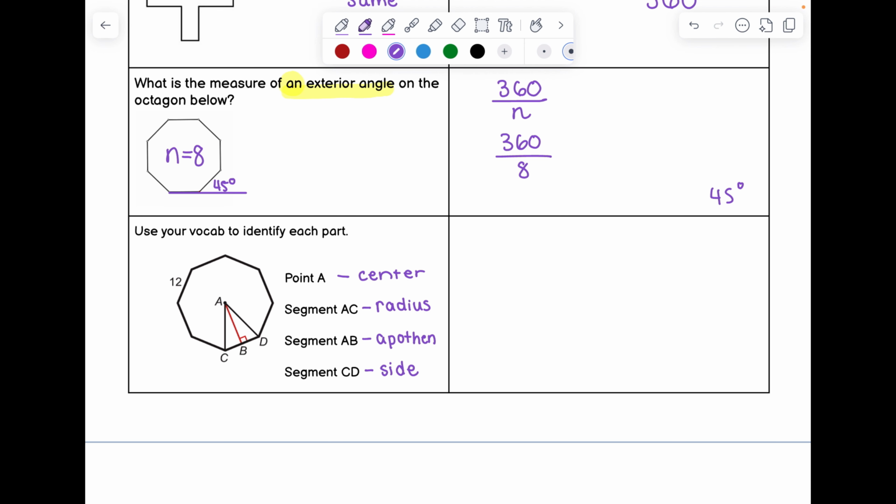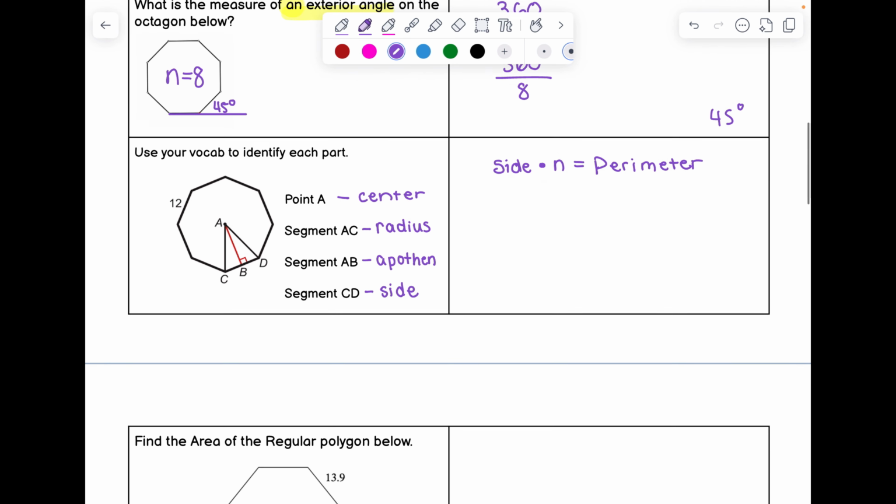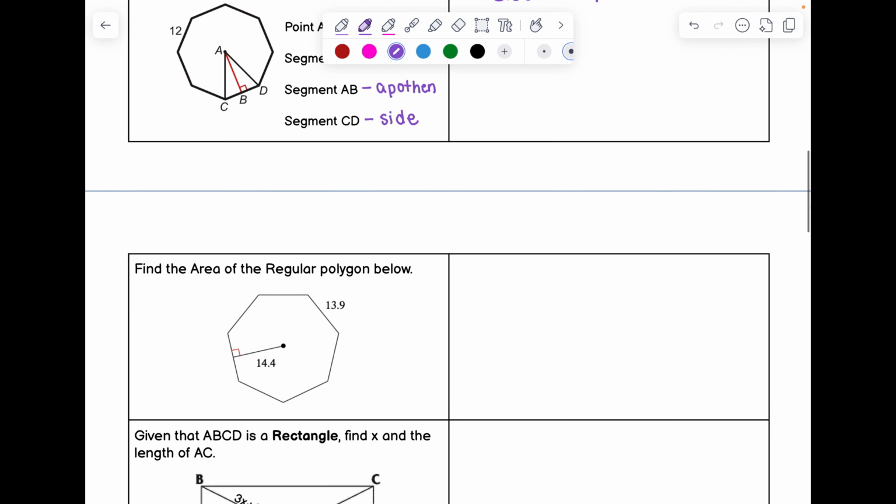So side times n, the number of sides, equals perimeter. Okay, let's spell perimeter correctly. Perimeter. All right, hopefully I spelled that correctly. So, side length times number of sides equals perimeter. You're going to need to be able to find the perimeter to do this next problem.